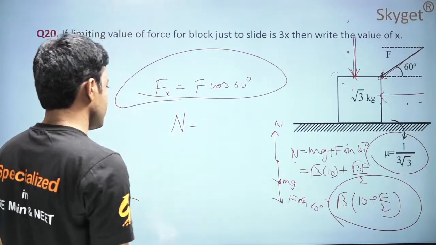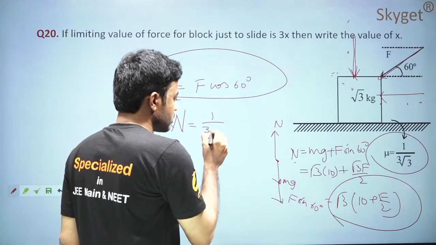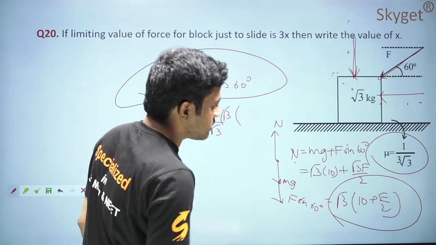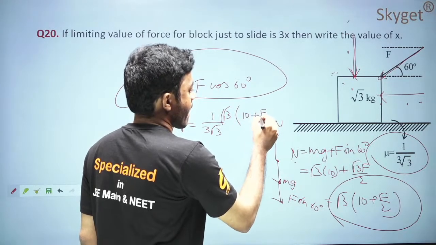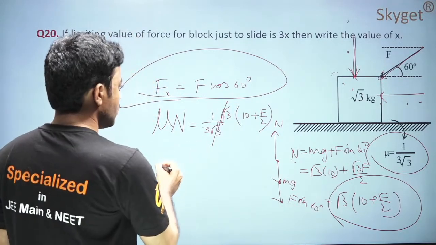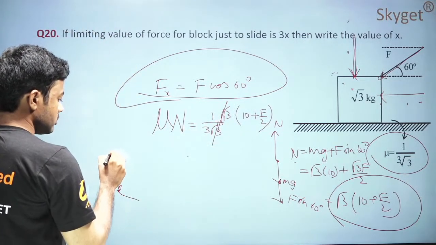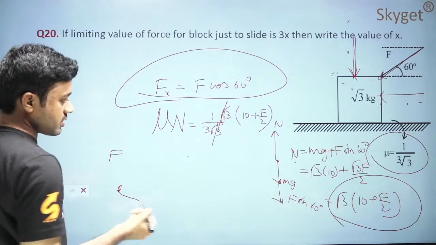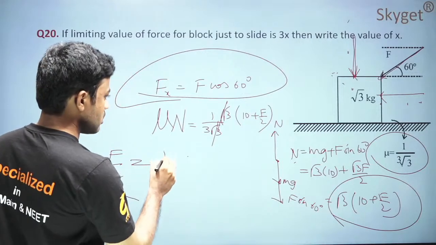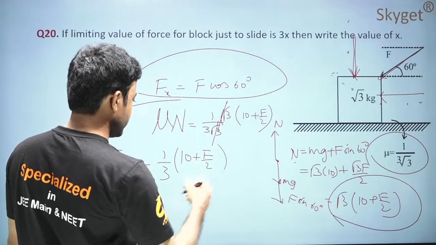As you have to find the limiting frictional force, it is mu into N. So mu is 1 by 3 root 3 into N. What we got is root 3 into (10 plus F by 2). This has to be equal to F cos 60. We don't know the value of F. Cos 60 is 1 by 2. So F by 2 is equal to 1 by 3 into (10 plus F by 2).